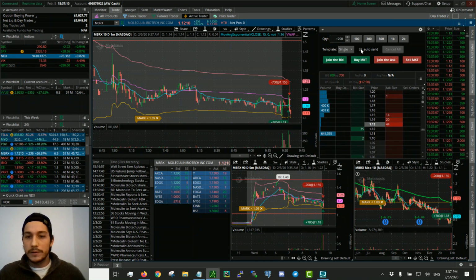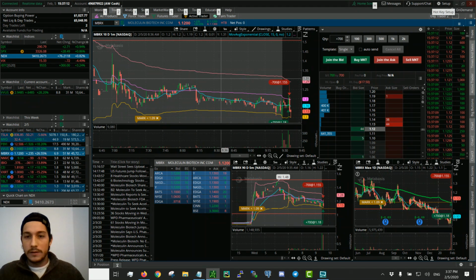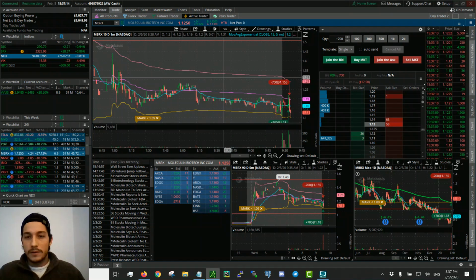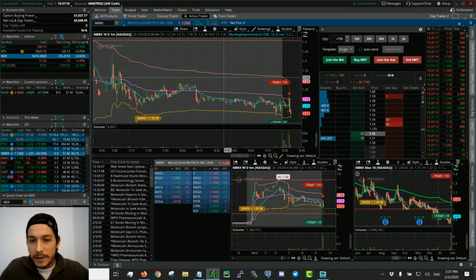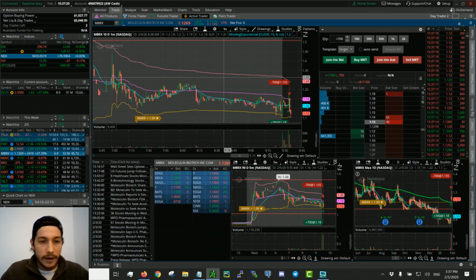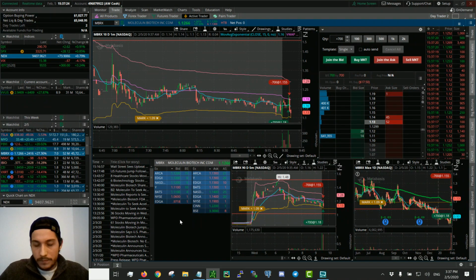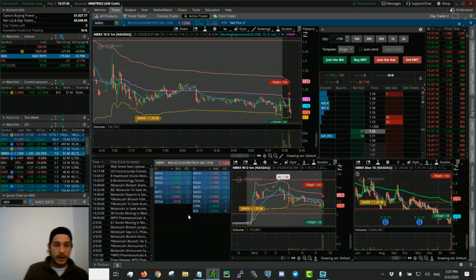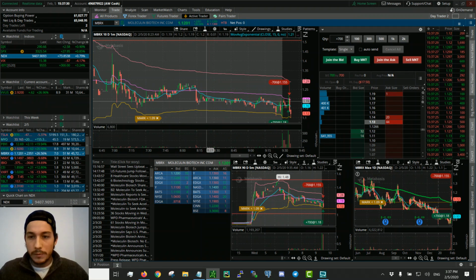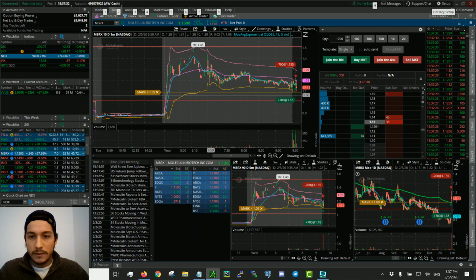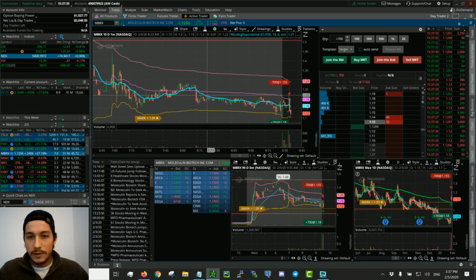I'm going to remove auto send, little safety. Everything was looking good on this one. We're at that 1.1 big support. It just didn't keep on breaking higher. Let's see if we could do maybe one more trade, but let's be cautious here. Again, big support on this one, near 1.1. Let's see what we get.